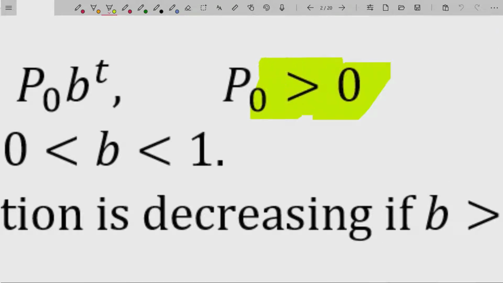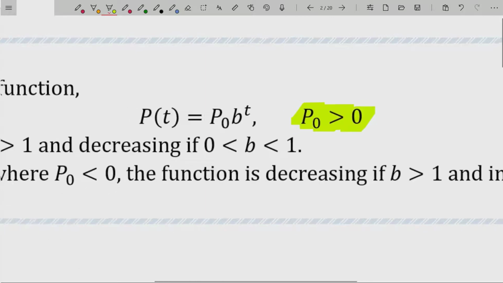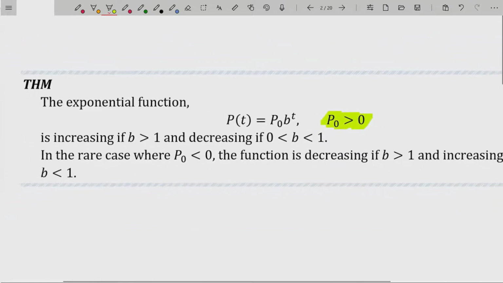But the reason I'm saying we're going to force p naught to be positive is because, generally speaking, with exponential models, your initial population is not going to be negative. Exponential functions are generally used to model real-world situations. There's no such thing as a negative population. Actually, I shouldn't say there's no such thing. I should just say it's incredibly rare, if at all. So, we are going to assume that our initial population is positive.